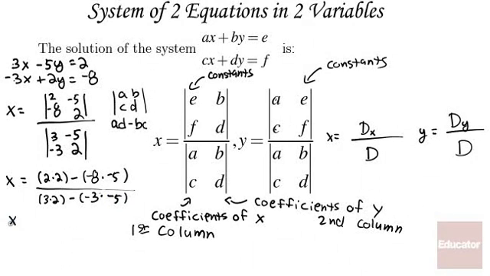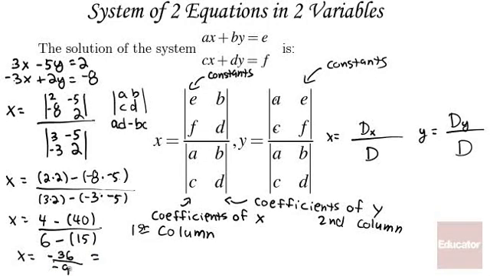Okay. Therefore, x equals, that's 4 minus negative 8 times negative 5, which is 40. In the denominator, 3 times 2 is 6, minus negative 3 times negative 5, that gives me 15. So this gives me x equals 4 minus 40, which is negative 36, over 6 minus 15, which is negative 9. So my negatives cancel out, and negative 36 divided by negative 9 is simply 4.